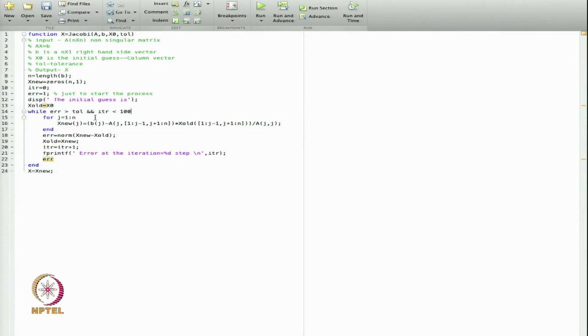So, now suppose my error is reduced and this error becomes less than tolerance. So, I will stop here, because in this case the condition is not satisfied, or my iterations are too large and it is going more than 100. In that case also it will stop, and the answer I will get: whatever the value of x new is, that will go to x, and this will be the output of my code. So, that is the Gauss-Jacobi method. It is a very small code.